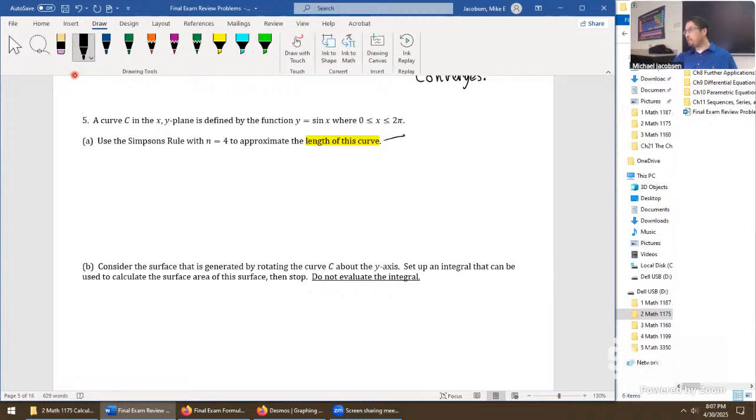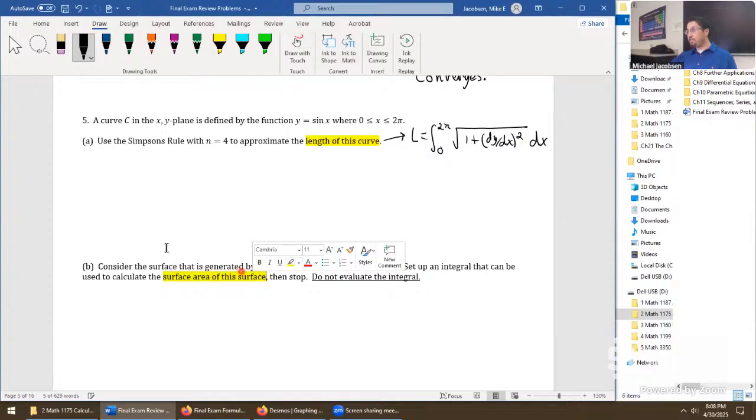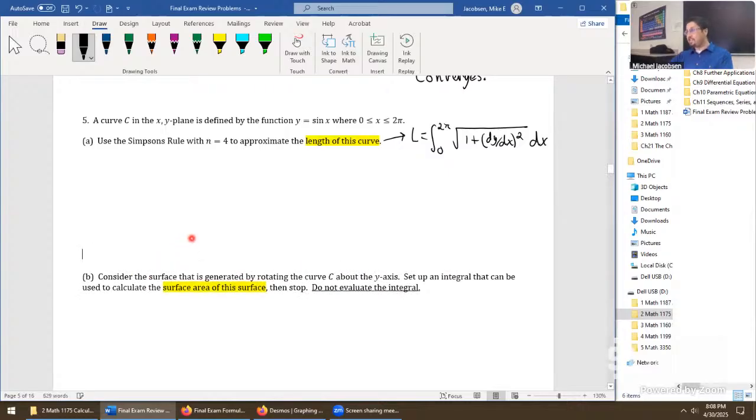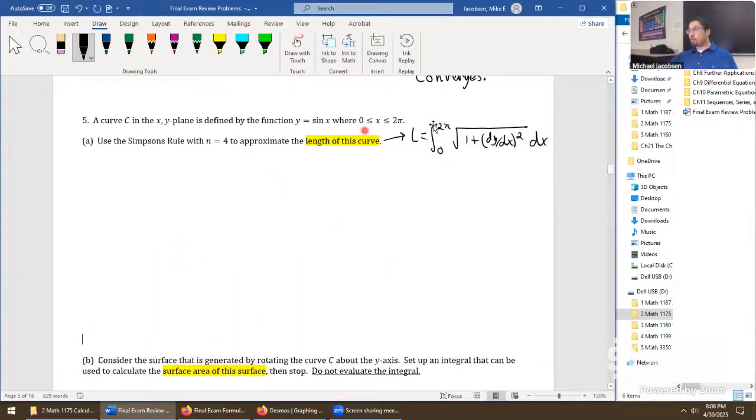First, for the length of the curve, we need the formula. Length is an integral from 0 to 2 pi, the bounds that they gave us on the variable x, and we'll integrate 1 plus dy dx squared dx. So that'll give us the length of the curve. Part B is asking us to do something else, area of the surface. So we'll come back to the formula on that one in a minute. But first, we're going to actually approximate this length right here through Simpson's rule.